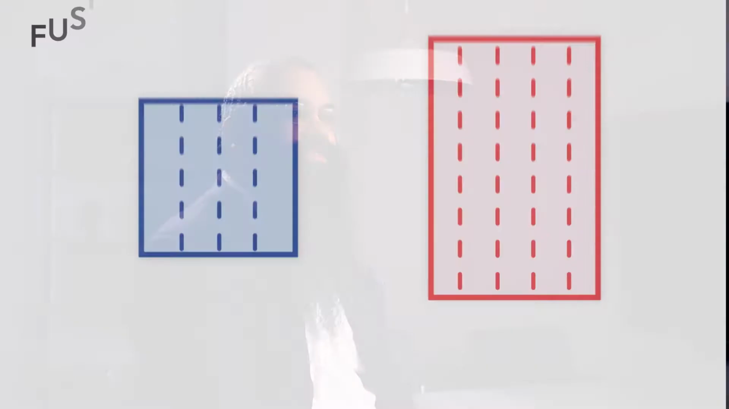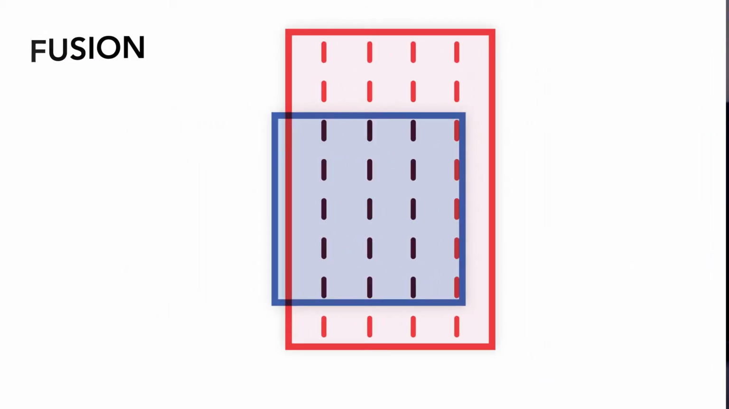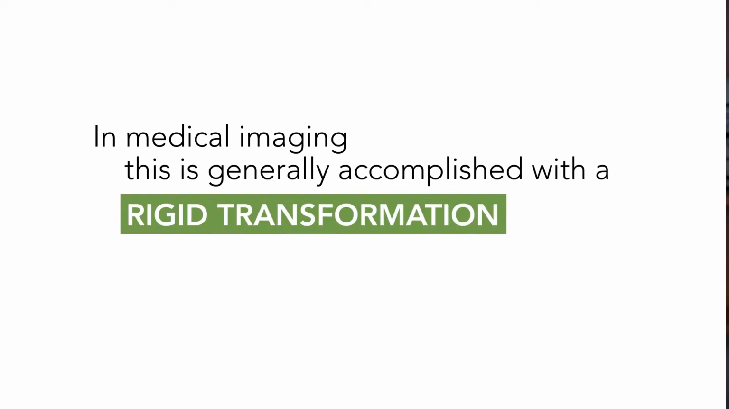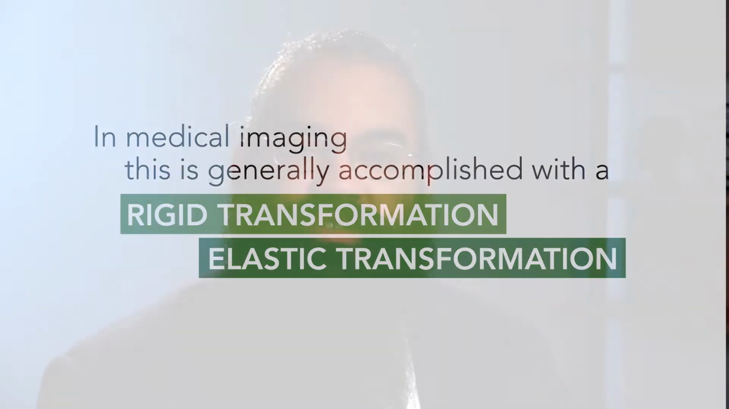Fusion is overlaying one image or aspects of that image onto another, much like augmented reality. Registration is the process of establishing a map of anatomical correspondence between the two images, thereby enabling fusion. In medical imaging, this is generally accomplished with a rigid transformation or an elastic transformation. In this video, I will discuss the challenges with these approaches for prostate MRI ultrasound fusion and introduce a new solution called Predictive Fusion.